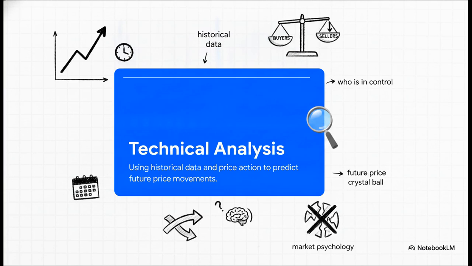So let's lay the groundwork. At its core, technical analysis is simply the practice of using historical data and current price action to predict future price movements. Now, a really crucial point here is that we aren't looking into a crystal ball. Technical analysis is all about identifying market psychology and probability, not absolute certainty. It's really just about understanding who is currently in control. Is it the buyers or the sellers? And then stacking the odds in your favor.